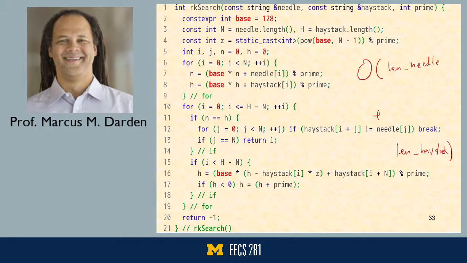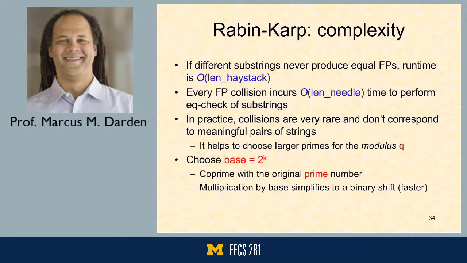string search. Complexity, of course, when I've got different substrings and I never get equal fingerprints, I just run through that whole haystack and I never match up, and I can get that done in haystack time. Every time I've got a collision, it's going to cost me needle time to perform that equality check for the substrings. But since these are fairly rare, it doesn't actually happen a lot of times with most strings.